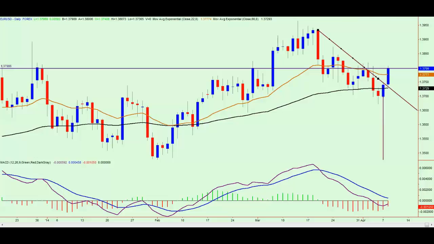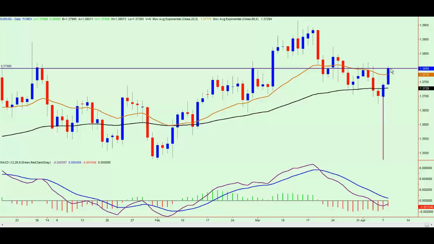Euro US dollar on the daily chart, we can see that we were in a downtrend, but very much short-lived because this trend line has been broken today. There's been some significant upwards momentum on the euro, showing some strength, but it has come straight into this area of previous resistance on the euro US dollar, so we need to be aware of that. But we can get rid of this trend line now it's been broken.